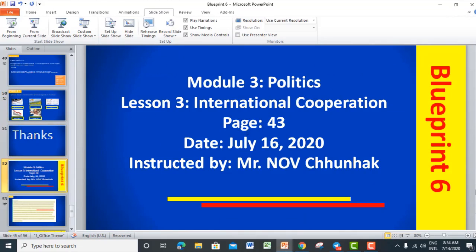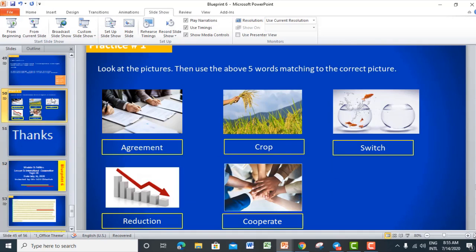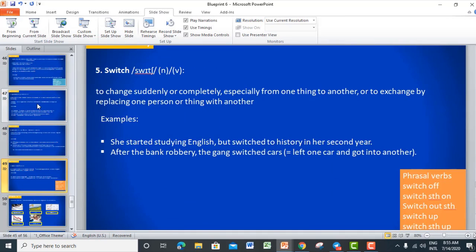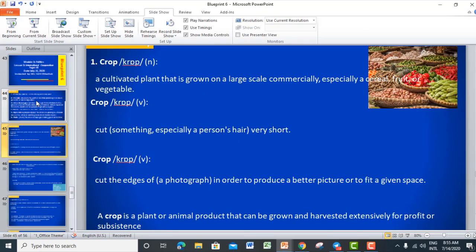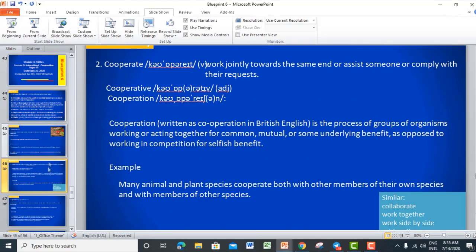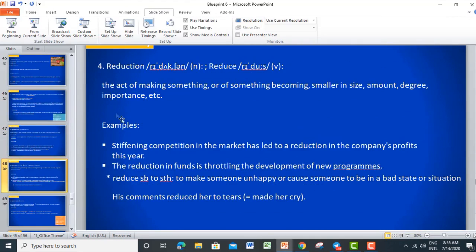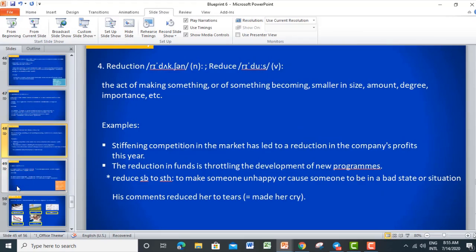So, yeah, we still continue about the international cooperation on page 43, everyone. And what did you study yesterday about this page, everyone? You learned some of the definitions with five words, okay? You see the word crop, cooperate, reductions, and the last one, the word switch, okay?